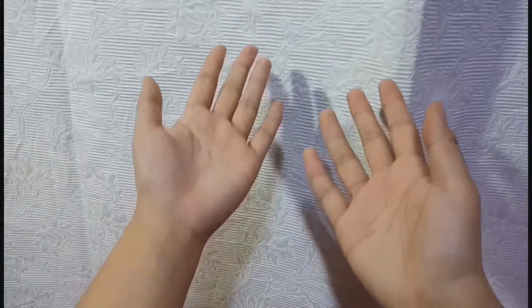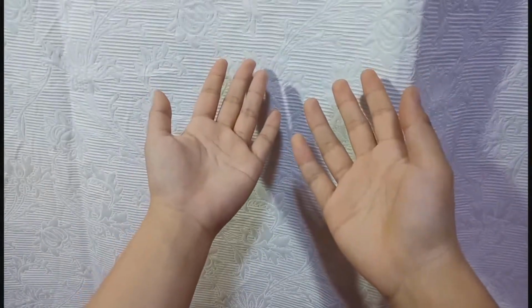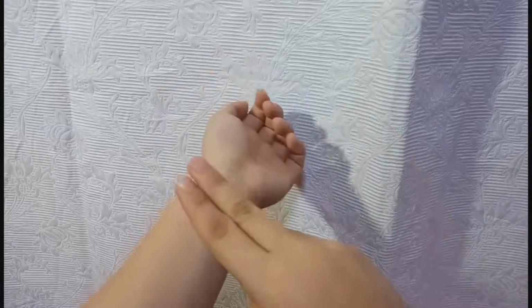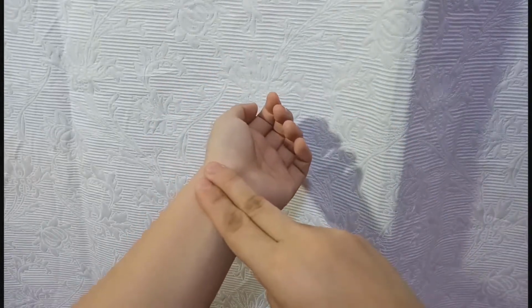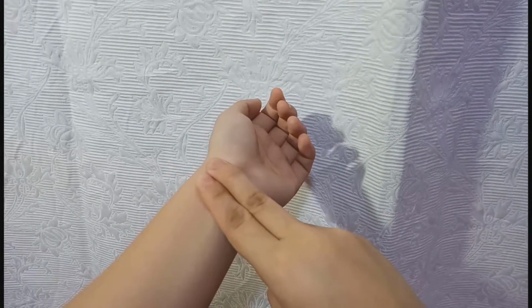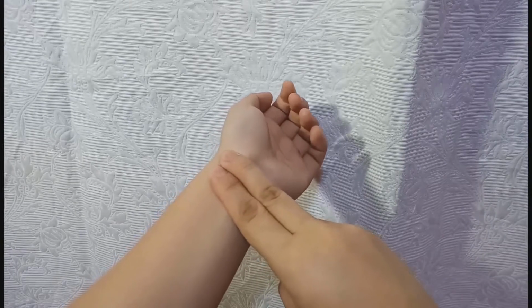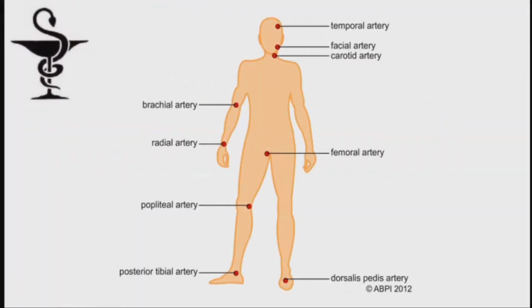To determine the pulse rate, use your index and middle fingers to feel your pulse. Once you have found your pulse, count the beats felt per minute. Or for an easier and faster way, count the beats for 15 seconds and multiply by 4 to obtain the heart rate or pulse rate. There are 9 sites in the body where pulse is most easily palpated.